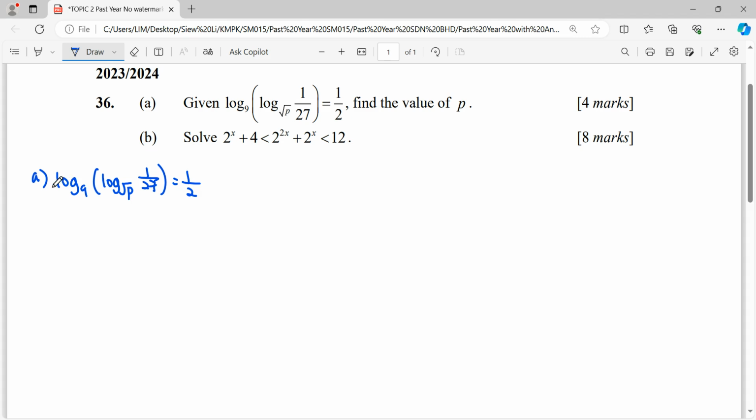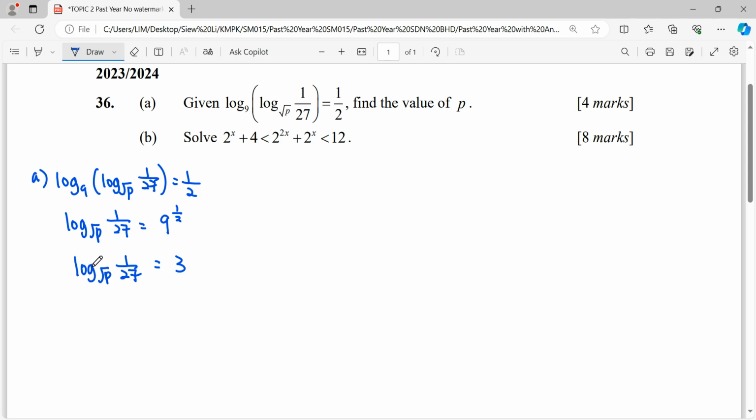So we unlog this. When we unlog, the base of the 9 will move to the opposite, become the base of indices, and 1 over 2 becomes the power. So it will equal 9 to the power of 1 over 2. So 9 to the power of 1 over 2 equals the square root of 9, which is 3.